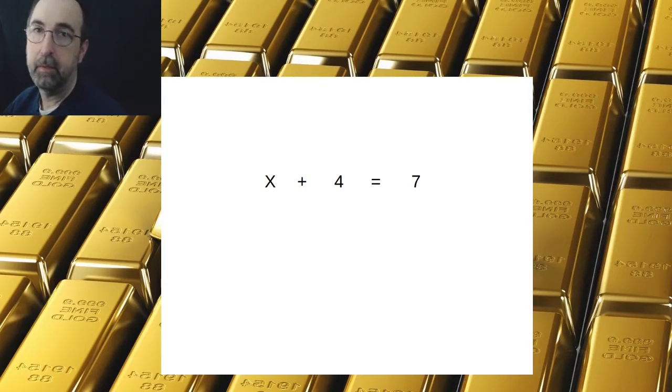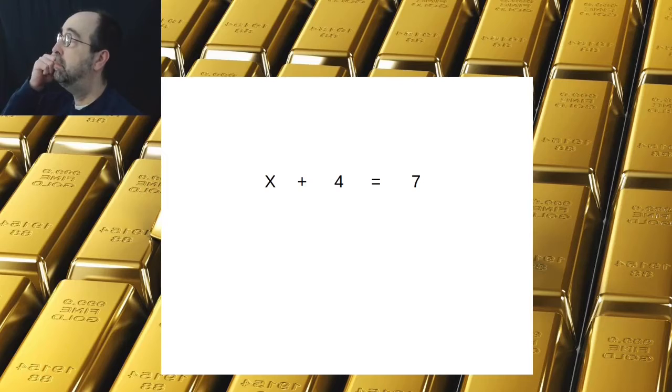In a problem like this one, we have a variable plus 4 equals 7. Our goal would be to get the variable by itself on one side of the equation and the solution to the problem on the other. The only thing that's happening to that variable is a 4 is being added to it. And the way that we solve a problem like this is we perform the opposite operation to what's happening to the variable. In this case, the opposite of adding 4 would be subtracting 4.